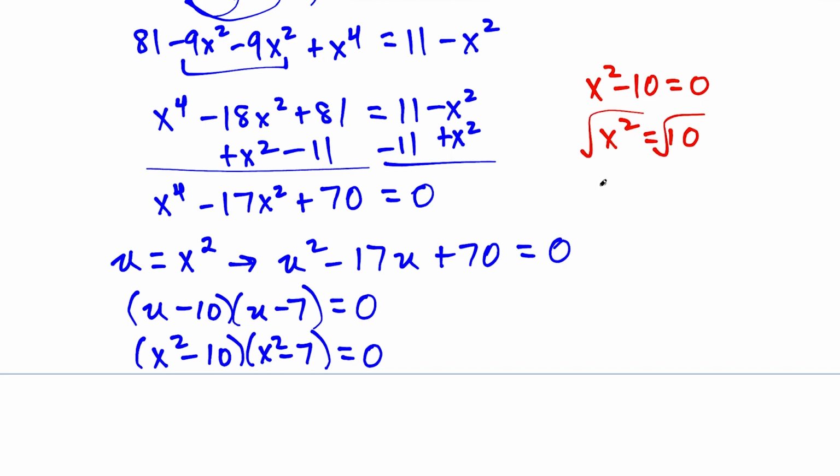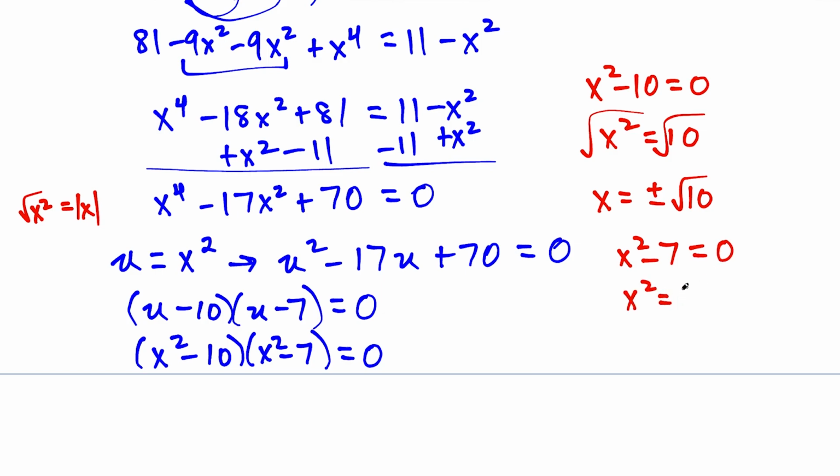We take the square root, but just make sure that you say x equals plus or minus the square root of 10, because the square root of x squared is equal to absolute value x. So that's why we're writing the plus or minus here. And then for the second factor, we would have x squared minus 7 is equal to 0. And this would give us x squared equals 7, which gives us x equals plus or minus the square root of 7. And this happens after we take the square root of both sides.